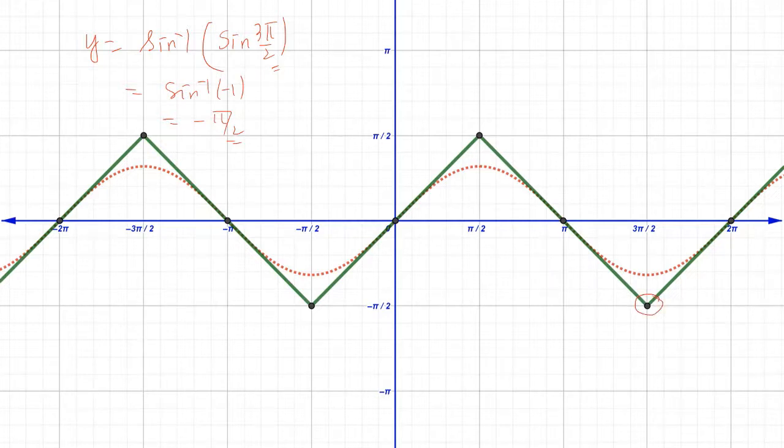Next, if x is 2 pi, what will y be? y = sin inverse of sin 2 pi. Sin 2 pi will be equal to 0, so sin inverse 0 is equal to 0, this point. Use 5 pi by 2, again 1 will come. Ultimately the graph from 3 pi by 2 up to 5 pi by 2 will be a straight line passing through 2 pi.